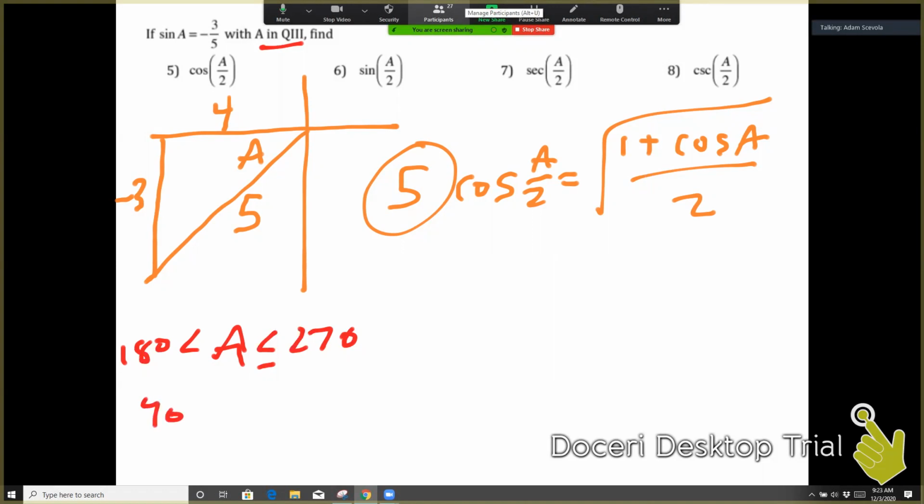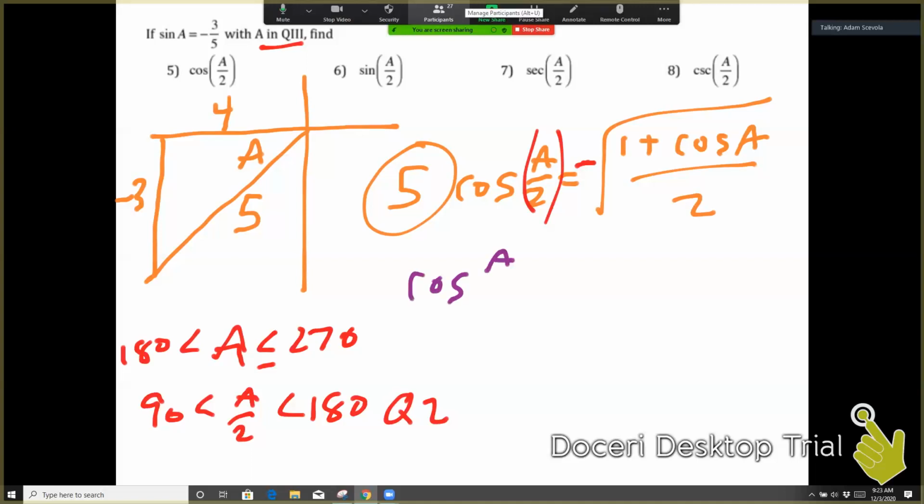All right, so when we divide everything by 2, we get the half angle. So this angle here that we're taking the cosine of is in between 90 and 180, which is quadrant 2, which means that this is going to be negative, because the cosine of any angle in quadrant 2 is negative. Same thing for secant. So now we're going to evaluate this. I get the cosine of A over 2 is equal to negative the square root of 1 plus the cosine of A. By looking at the picture, I see the cosine of A is 4 over 5.